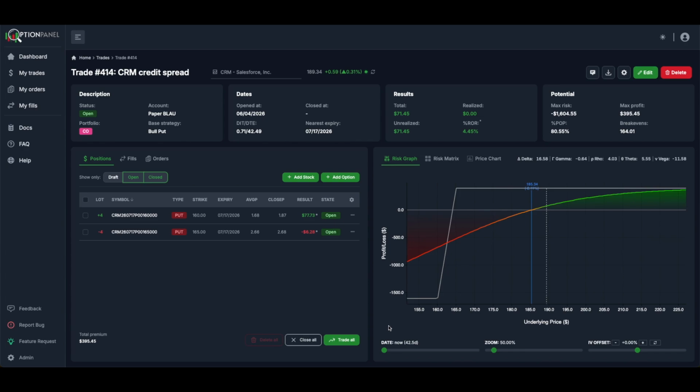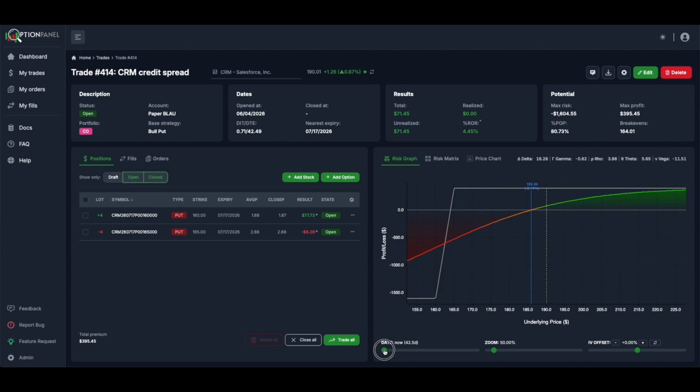But the real power of the risk graph goes far beyond a static snapshot. It allows you to simulate how the profit and loss curve would shift as market conditions change, specifically the passage of time and changes in implied volatility, two of the most critical factors that directly affect the value of options and therefore the outcome of your trade. Let me show you how that works with a live example.